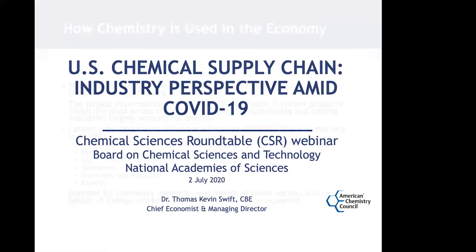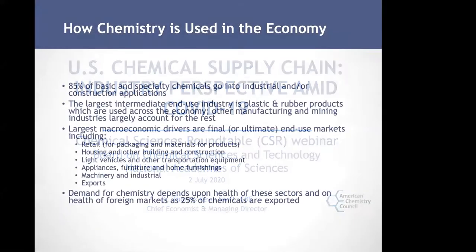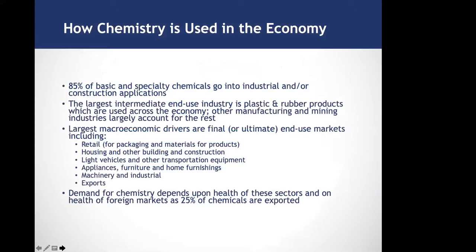So, how is chemistry used? Well, about 85% of basic and specialty chemicals go into other manufacturing industries or industrial activities. We do not sell to the consumer, okay? And the largest, or primary, end-use market is plastic and rubber products, which are then used in a multitude of other applications and industries.